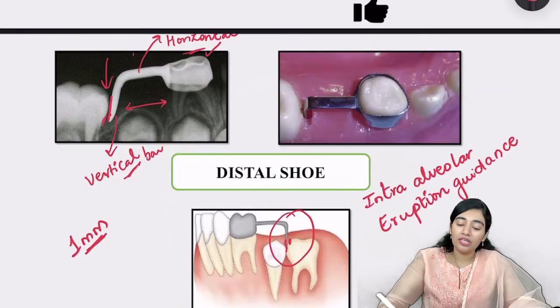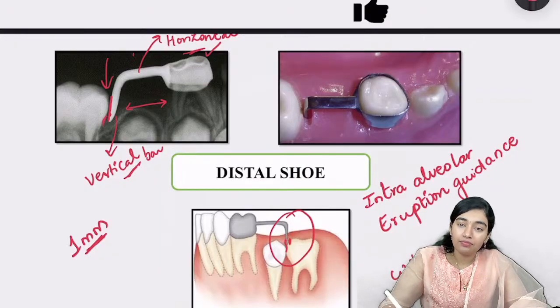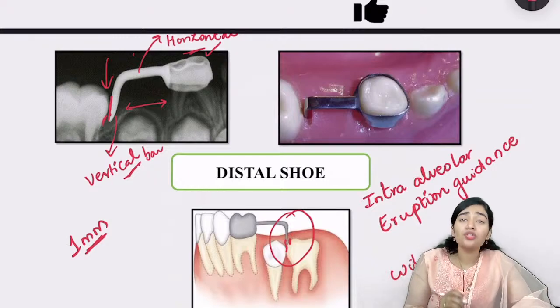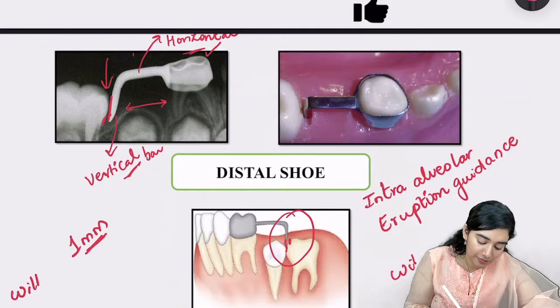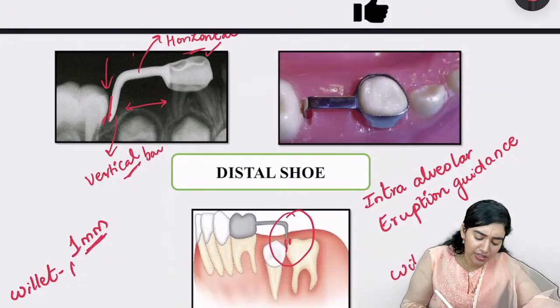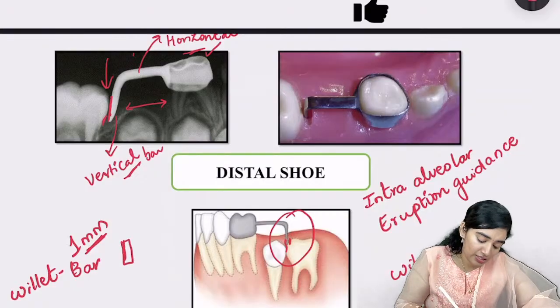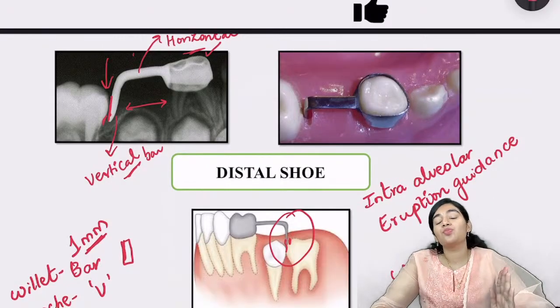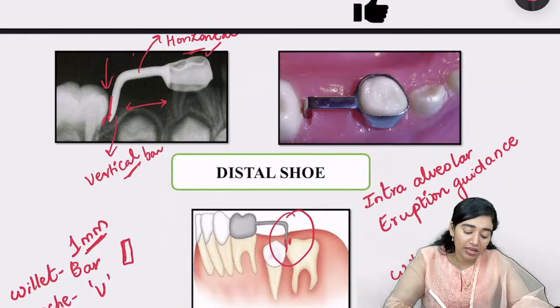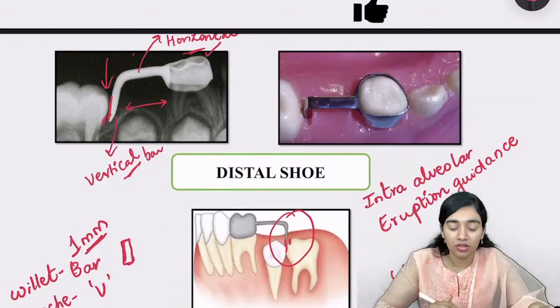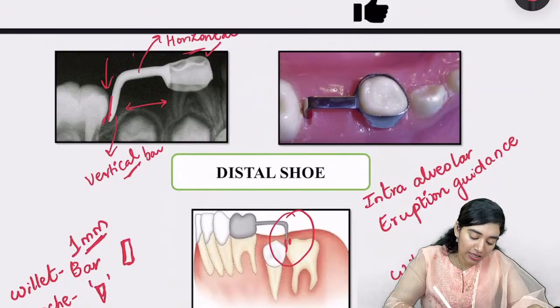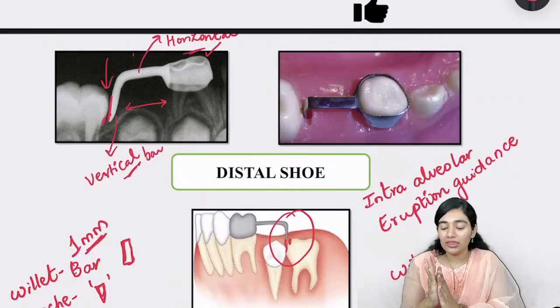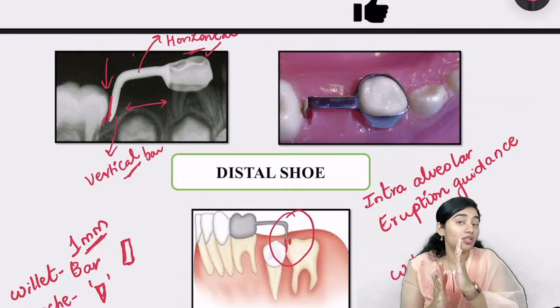Okay, so generally the first appliance design is given by Willett, where it is bar type. So only a small extension he has given, whereas Roche has given a V-shaped extension to it, a V-shaped plate, so that the surface area is more. When we give only a small bar, there might be rotation of the permanent molar. So when we give a V-shaped bar-like extension, the surface area is more, and then it will straightly guide our permanent molar in its position.